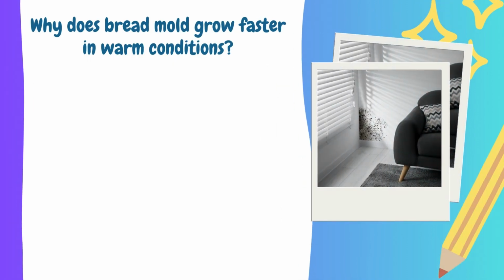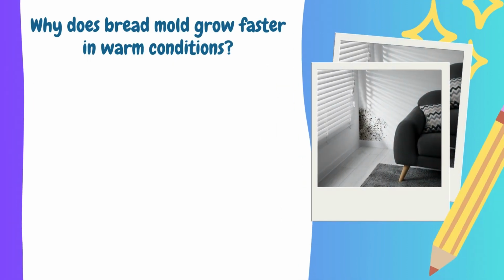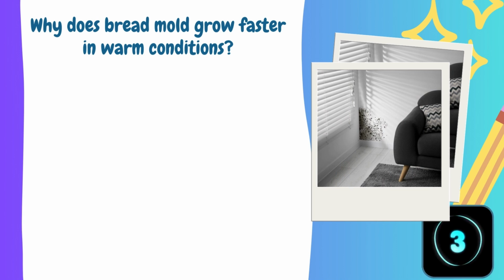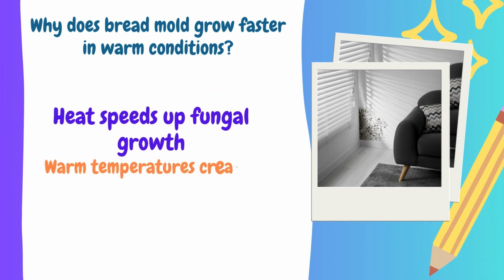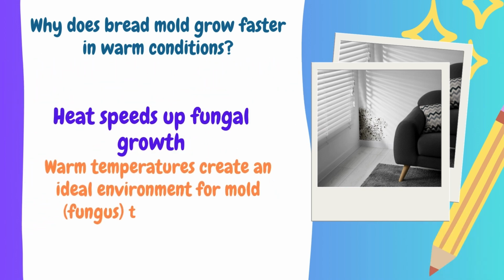Why does bread mold grow faster in warm conditions? Things grow fast in the heat. The answer is heat speeds up fungal growth. Warm, moist environments help mold thrive.